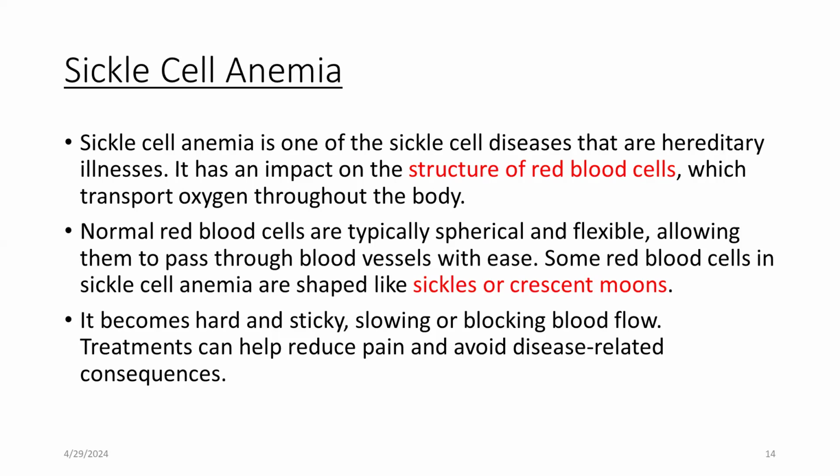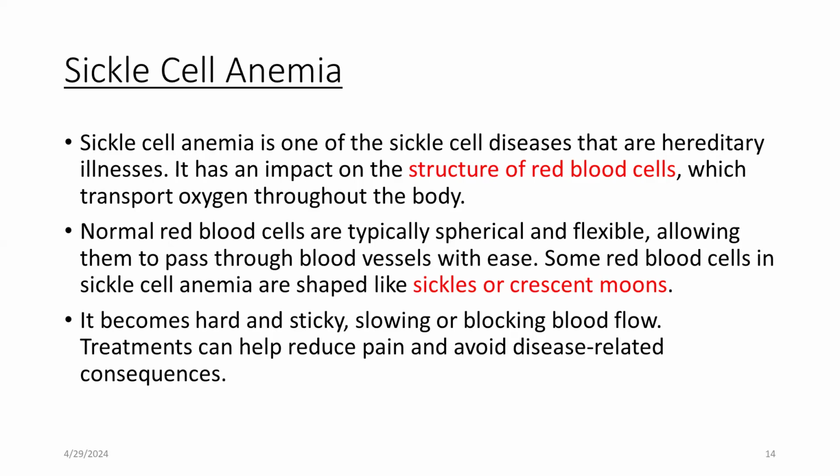What happens if there are sickle cells or crescent moons? This is the very important thing. It's usually asked again and again, and all of the signs and symptoms will be because of these sickle cells. If you know the pathophysiology and the concept of it, you will never go wrong. Because of the sickle crescent, the cell becomes hard and sticky, slowing or blocking blood flow. Treatment can help reduce pain and avoid disease-related consequences.